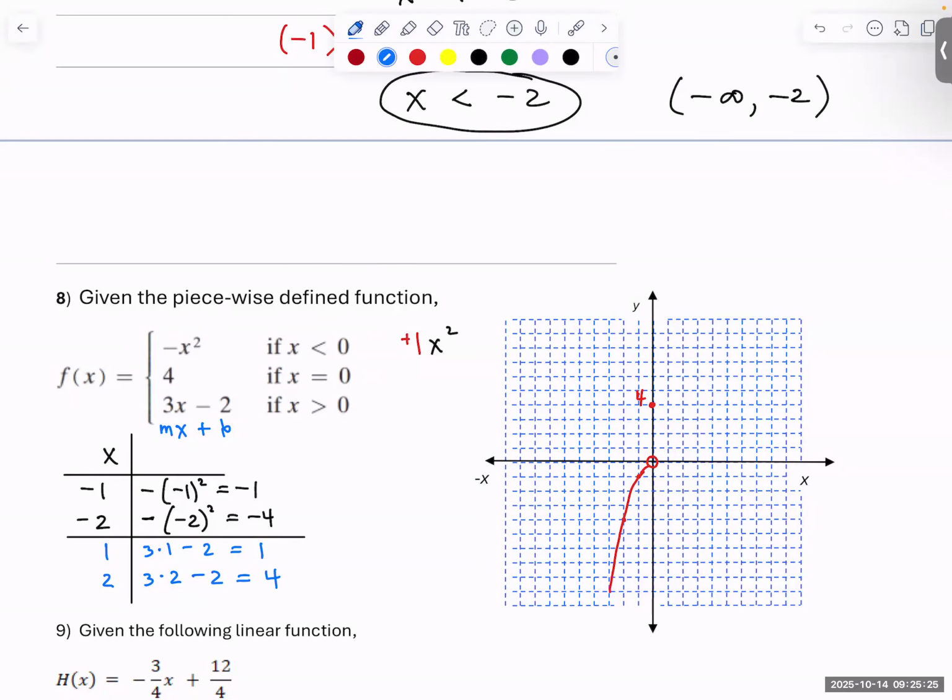So let's plot 1, 1, 2, 4, and draw the ray for x is greater than 0. So that looks something like this. Let's draw the ray.